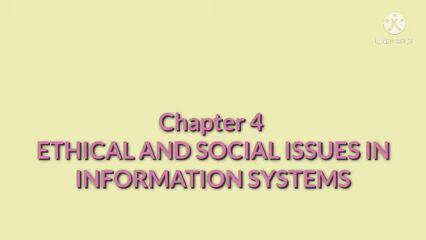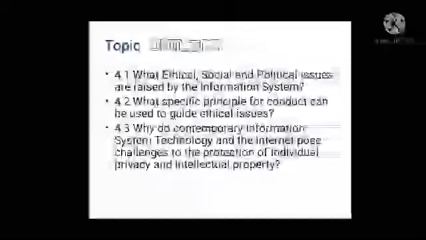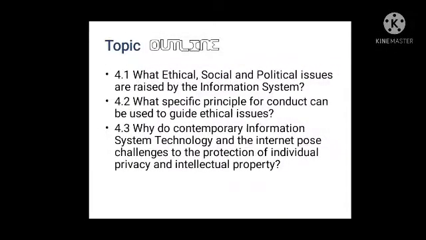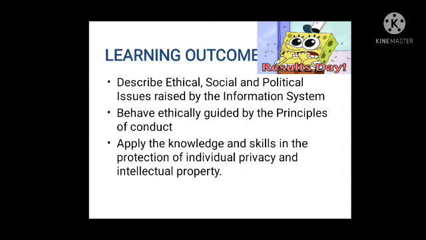I will discuss Chapter 4 of MIS, the ethical and social issues in information systems. So, I have here the topic outline. The first one is: what ethical, social, and political issues are raised by information systems? The second is: what specific principles for conduct can be used to guide ethical decisions? The third: why do contemporary information system technology and the internet pose challenges to the protection of individual privacy and intellectual property? So the next one is learning outcomes.